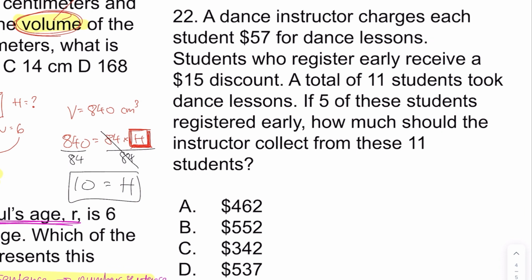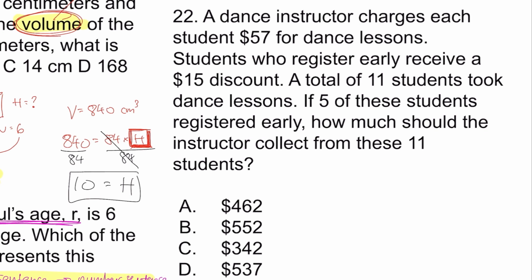Next, for number 22, a dance instructor charges each student $57 for dance lessons. Students who register early receive a $15 discount. A total of 11 students took the dance lessons. And if 5 of these students registered early, how much would the instructor collect from these 11 students?